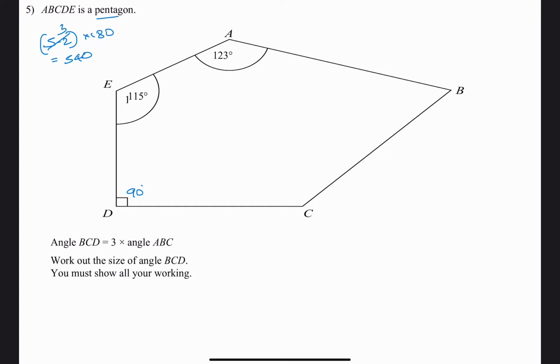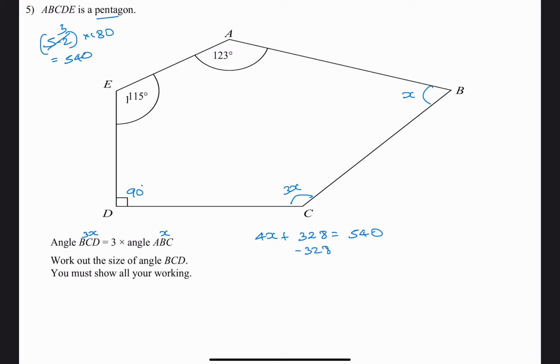They said BCD is 3 times ABC. So if I say ABC is x, BCD must be 3 times that, 3x. BCD is 3x, ABC is x. What's the total? I got 3x plus x is 4x, plus 115, plus 115, plus 90, plus 123, which gives you 328. That should be equal to, remember, the total interior angle, 540.